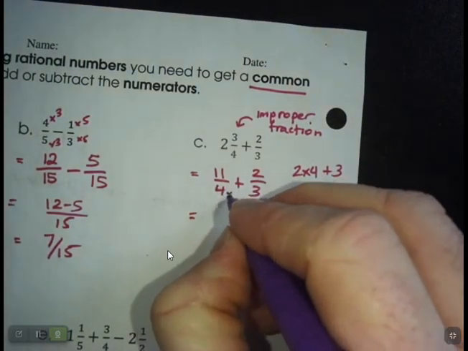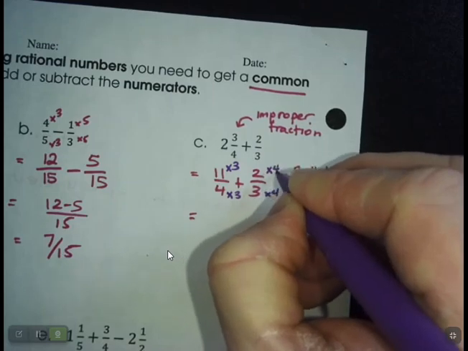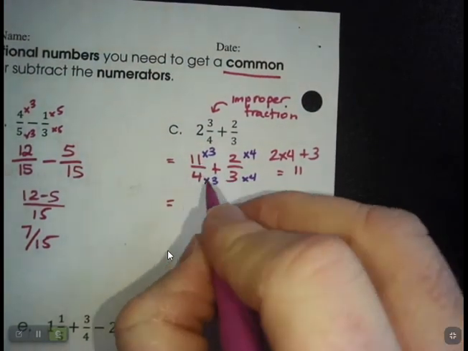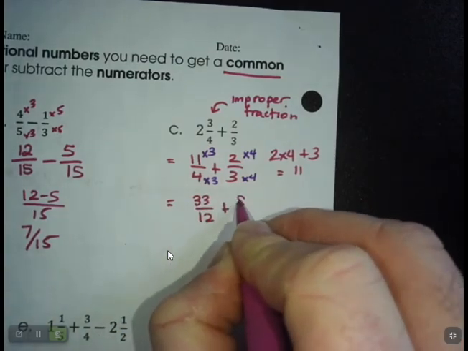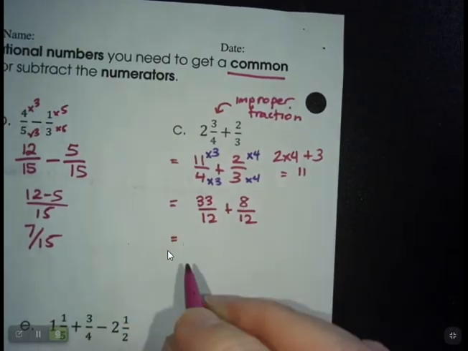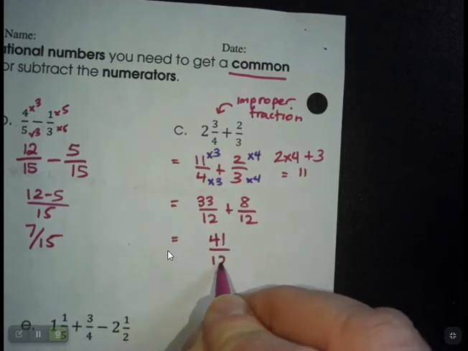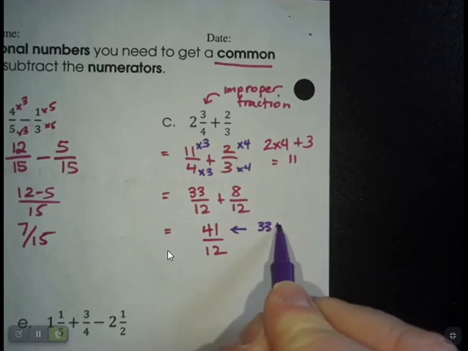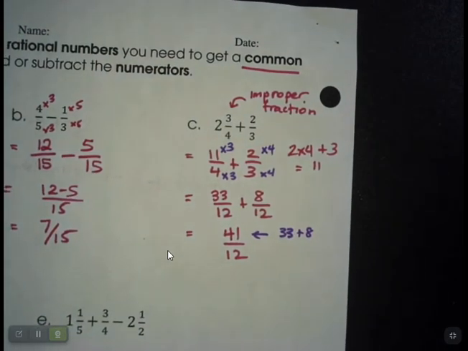All right, so here I multiply this one by 3 and this one by 4. So we get 33 over 12 plus 8 over 12, and then I can put those together. So 33 plus 8, I could do that on my calculator, right? I can think about that.